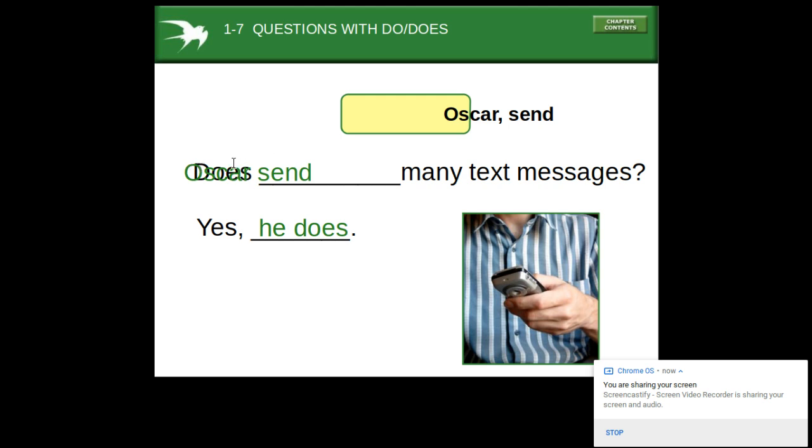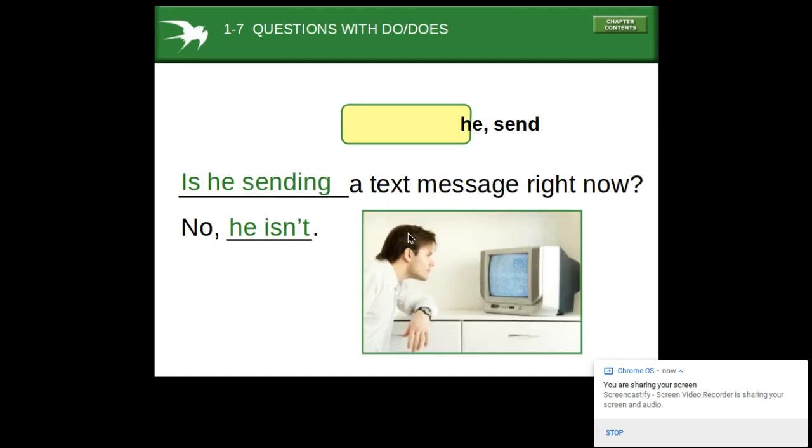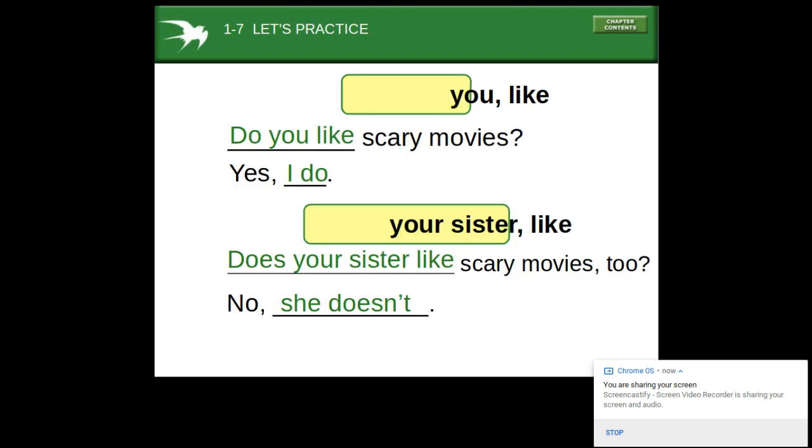This one, it's really hard to read, but it says, does Oscar send many text messages? Yes, he does. Right? This is with do or does. So in his life, every day, does he send many text messages? Yes, he does. Is he sending a text message right now? Look at the picture. Is he doing that right now? We're using the present progressive. No, he isn't. Do you like scary movies? Yes, I do. Does your sister like scary movies too? No, she doesn't.